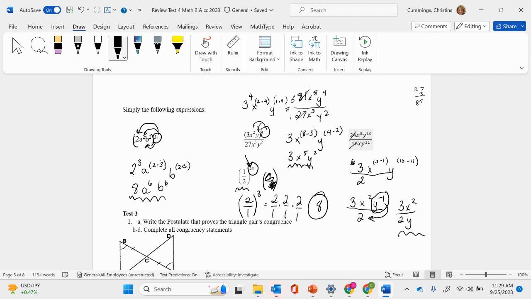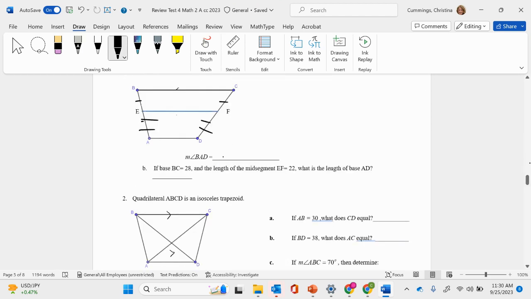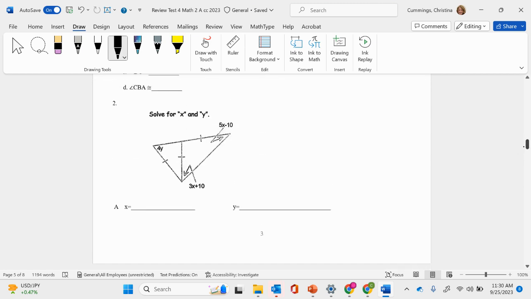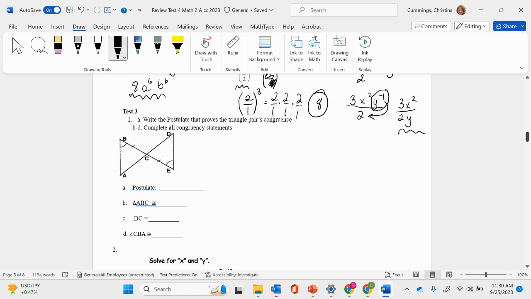Okay. So we have a triangle congruency problem next. Let's take a quick look. Okay. This is postulate congruency statements. So I've got these two angles congruent. These two sides are congruent. And I've got two vertical angles here. So those vertical angles are congruent to each other. So I have angle, side, angle.